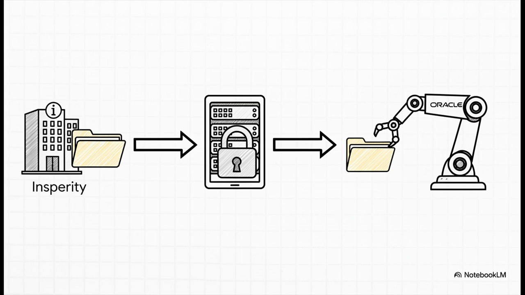Phases 1 and 2 are really all about the secure handoff. So after a payroll run is finished, Insperity automatically creates the data files we need. These files get placed on a secure server, an SFTP server, where an automated Oracle program is basically just sitting there, waiting to pick them up. It's a totally clean, totally secure, and fully automated transfer of information.